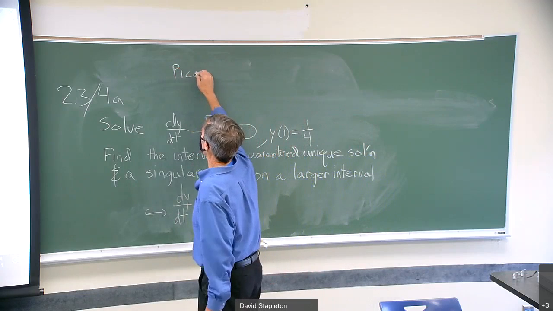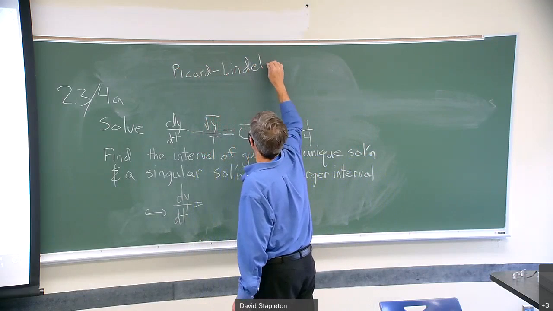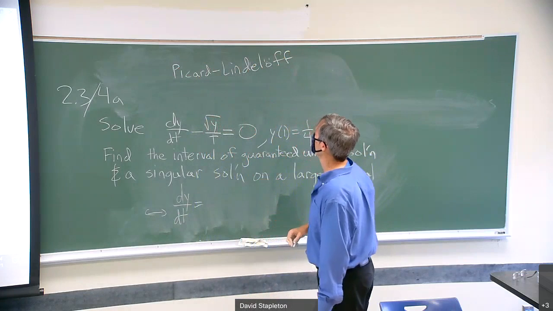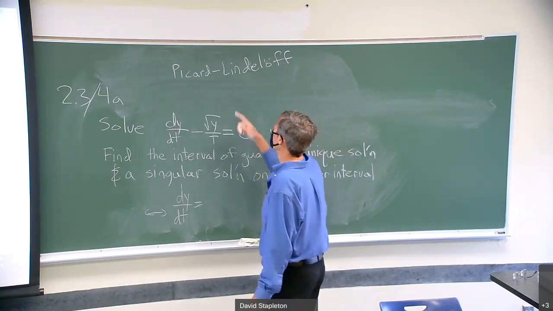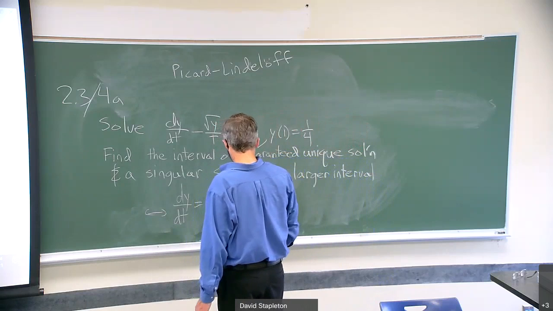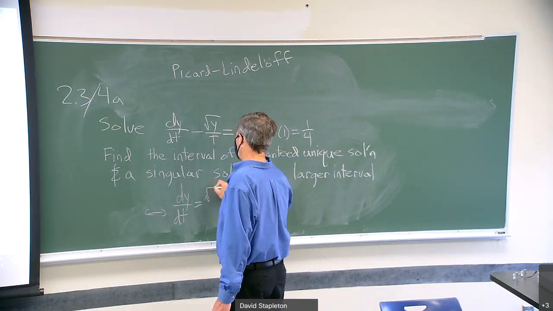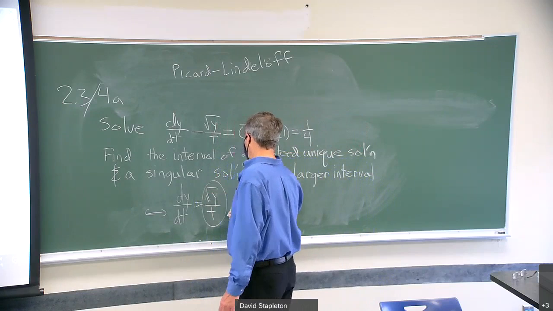It's in the notes, but Picard-Lindelöf, something like that. I'm not the greatest speller, that's why I didn't teach you English here. So the theorem applies to this, y' equals square root of y over t. This is your f(t,y).